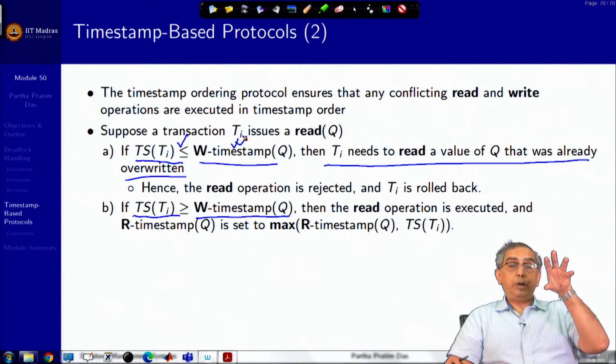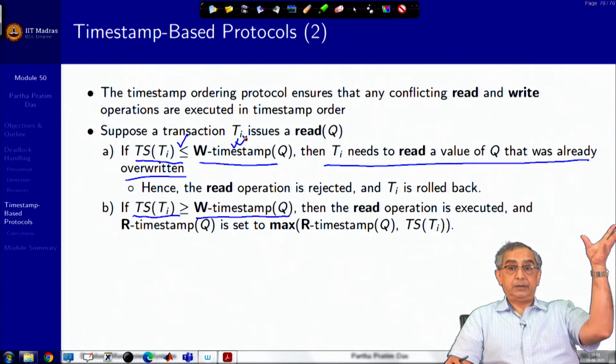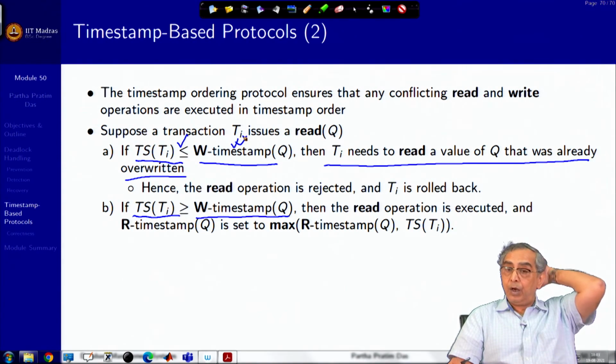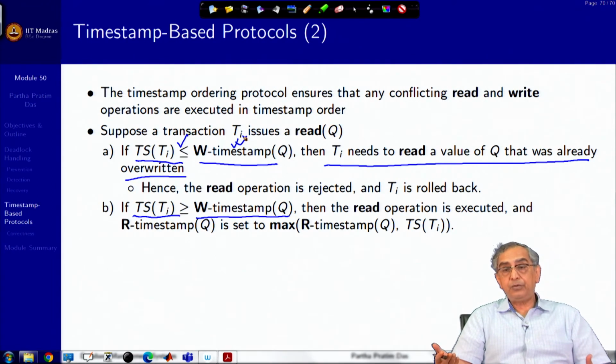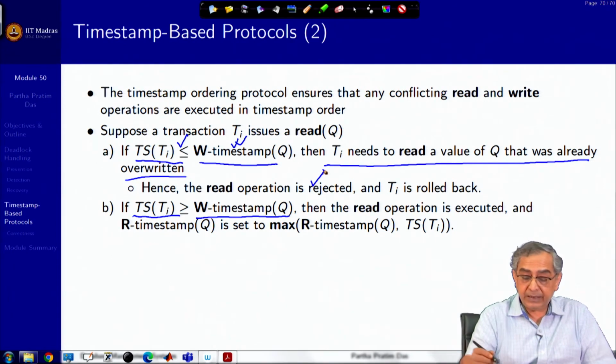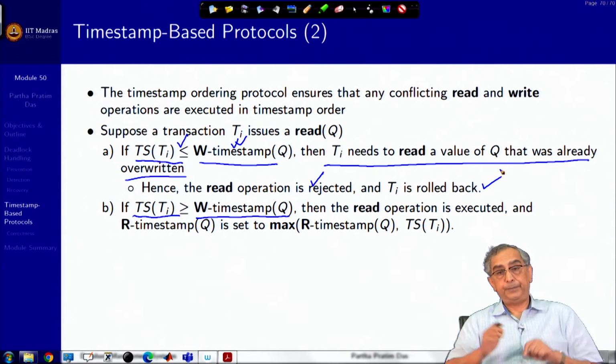So, your transaction is older than that, right? So it does not make sense to do this read. So, the read is rejected, TI is rolled back.